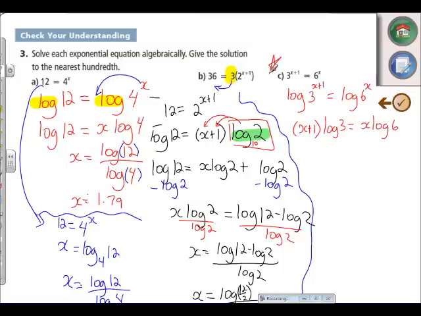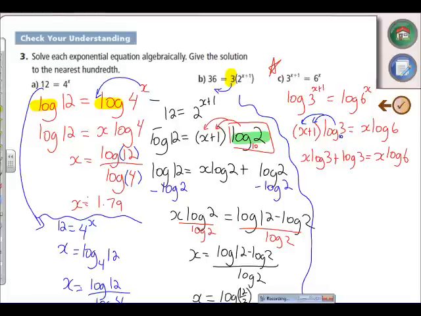So far, the same as what we've done, except we've got x's on both sides. Log base 10 of 3 is a number. I can distribute that in. So let's do that. So we've got x log 3 plus 1 log 3 equals x log 6. And let's take it here.